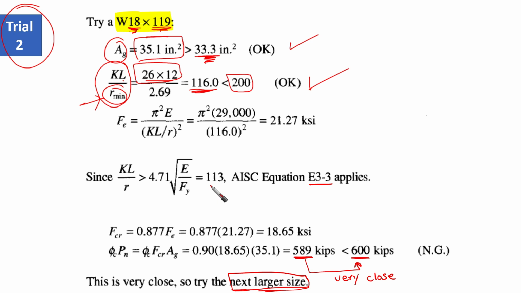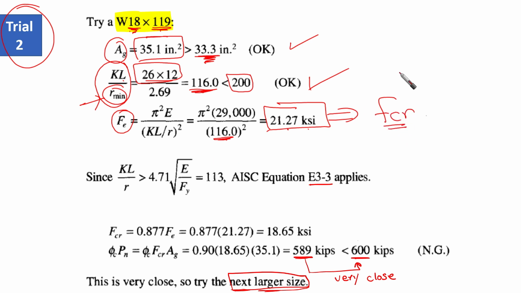Now let's go to the Fcr. We want to check what Fcr is for us. Again, for Fcr, we need to determine whether it is for elastic buckling or inelastic buckling. We need to obtain the Euler stress, the critical stress, so it is going to be pi squared E over KL over r squared. Here we are going to put 116, which is KL over r minimum. It gives us 21.27. We are going to use it for the calculation of Fcr later on.